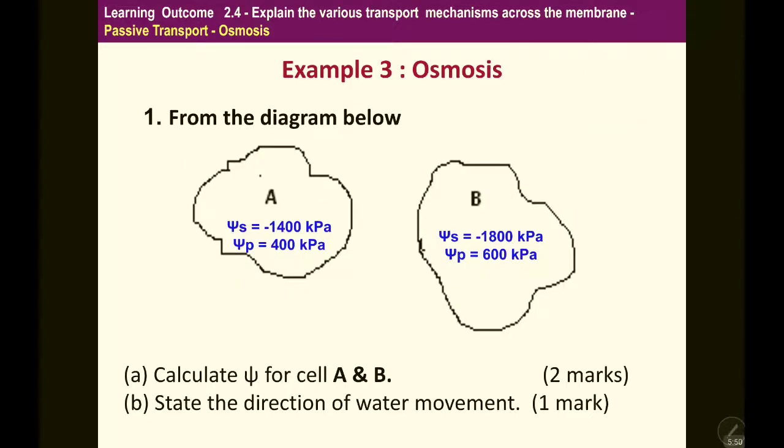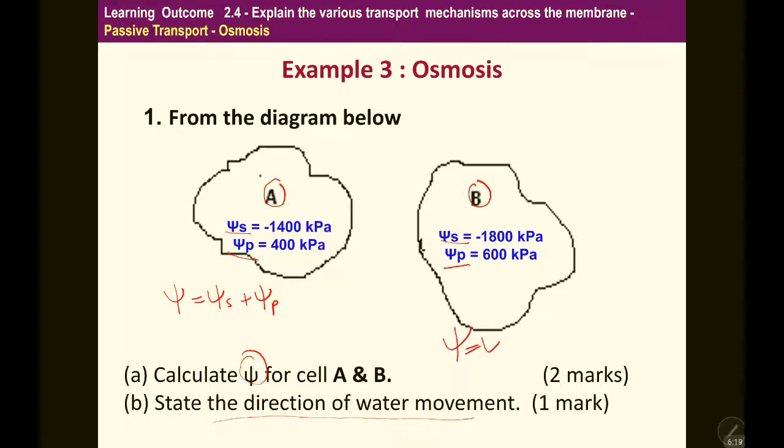So for example here, we have two cells, cell A and cell B. You are given the solute potential and pressure potential of this cell, and the solute potential and pressure potential for this cell. So you calculate the water potential for cell A and cell B and state the direction of the water movement if we put cell A and cell B together. So we use the formula psi equals psi S plus psi P.